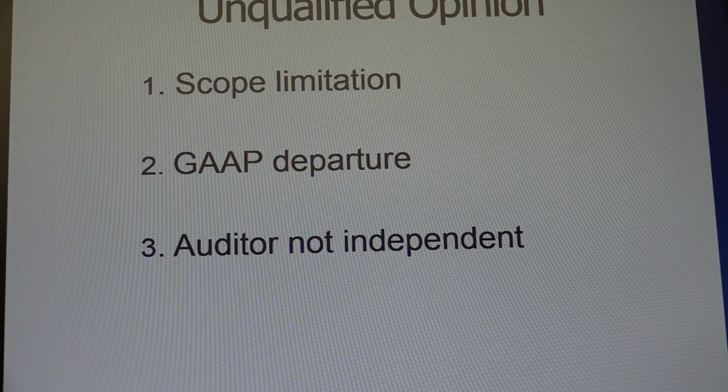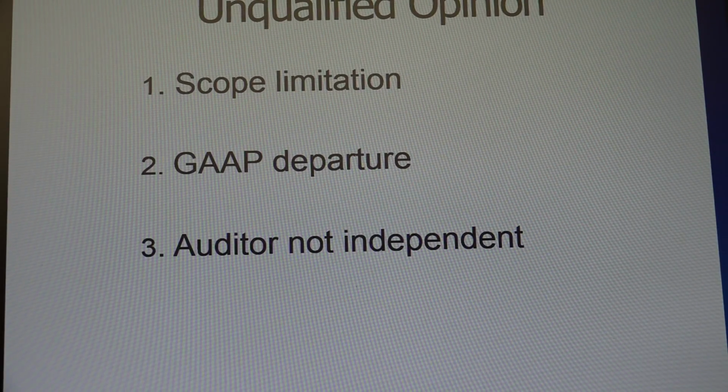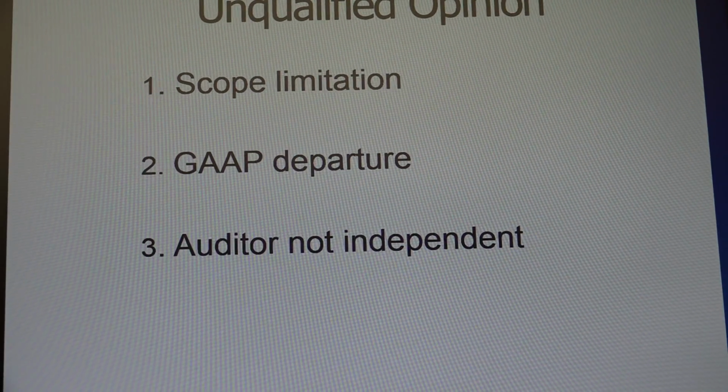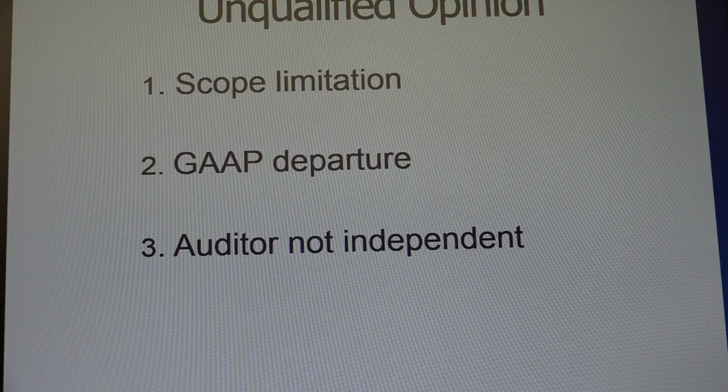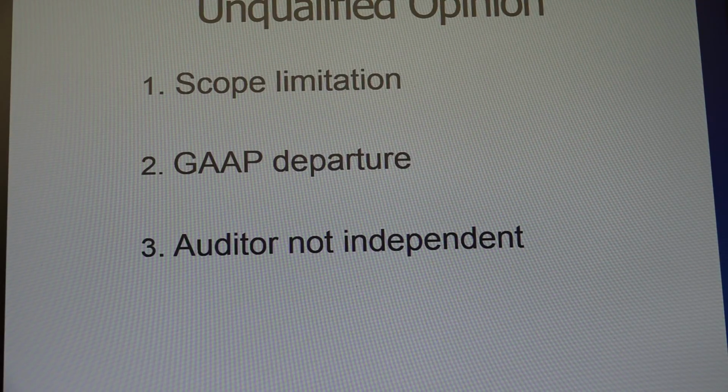Gap departure. The example they have here, and it's pretty outrageous, is where the client wants to use replacement value of assets versus historical cost. Again, that's pretty outrageous. Most companies use GAAP, so that's usually not a problem. But anyway, that would be a reason for having a departure from an unqualified opinion, certainly, and quite frankly, might be a reason for withdrawing from the representation altogether.